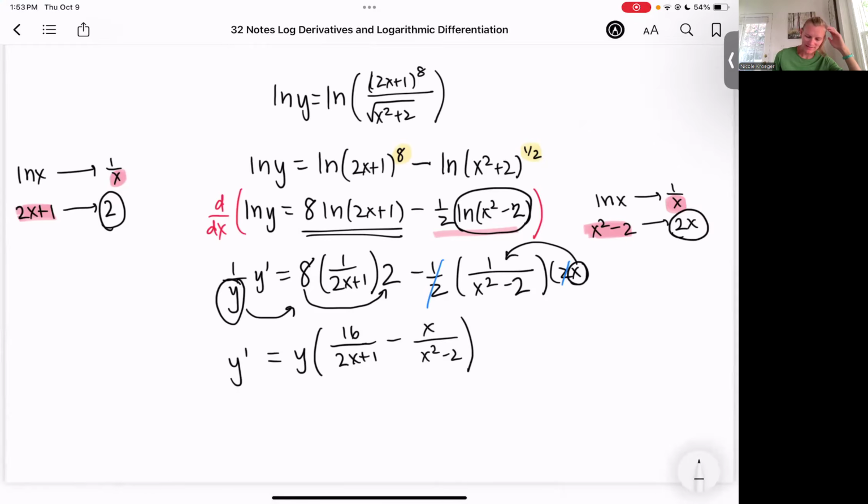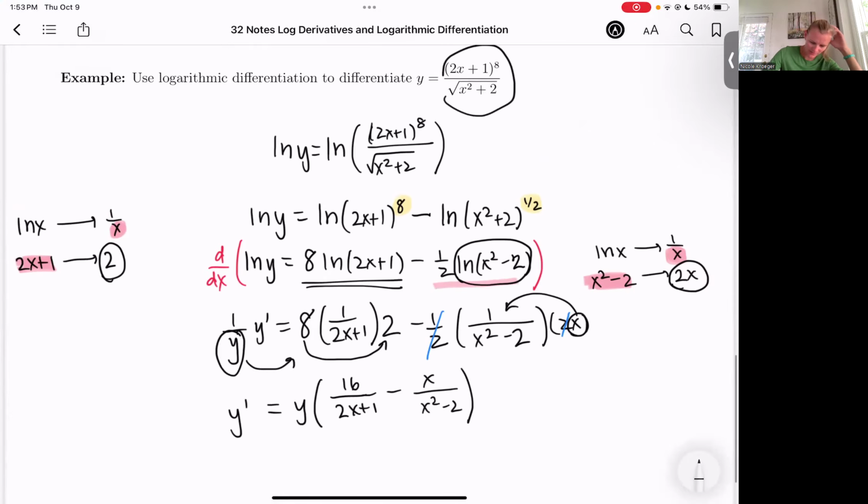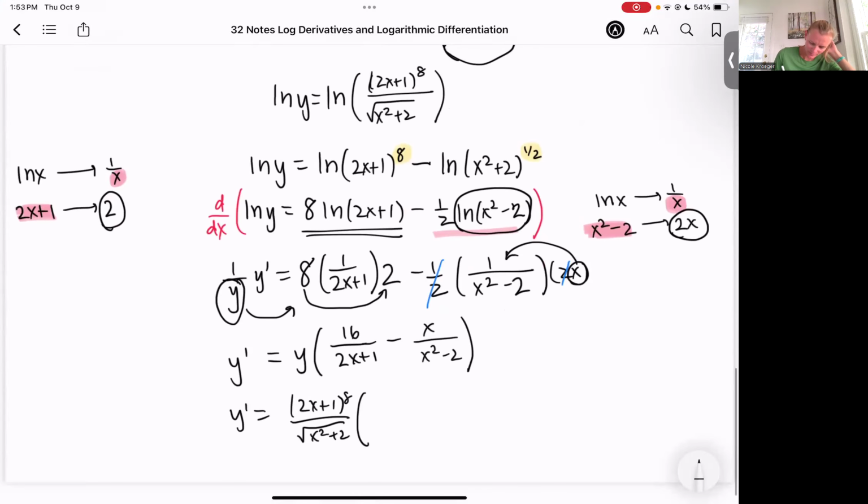And then remember my last step is I need to replace y by the original expression, which is pretty messy in this case. So (2x plus 1) to the 8th over the square root of x squared plus 2. And then all of that times this expression. 16 over 2x plus 1 minus x over x squared plus 2.